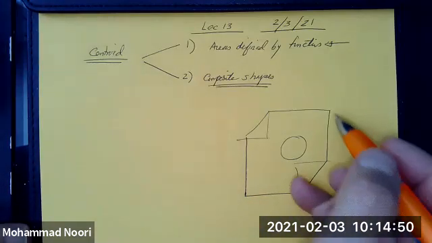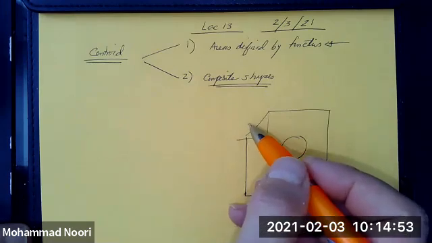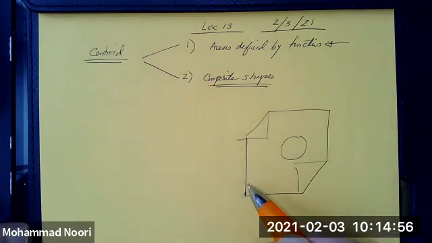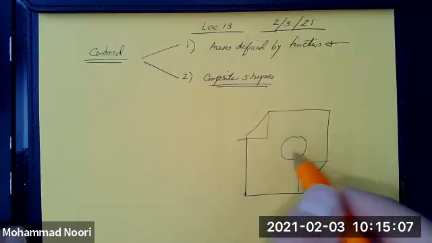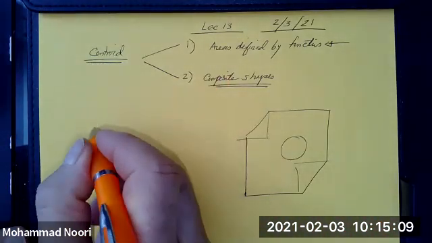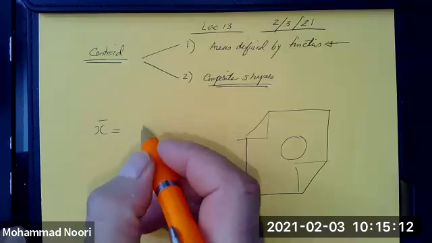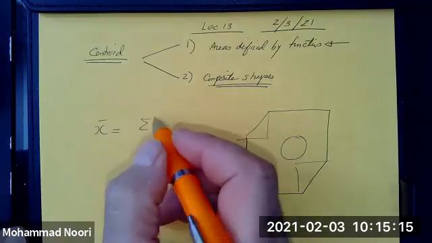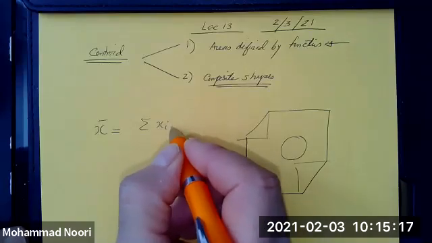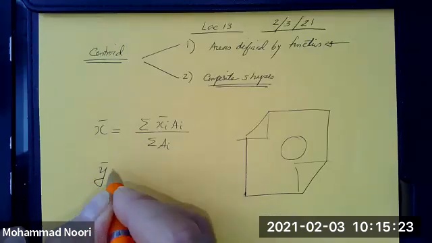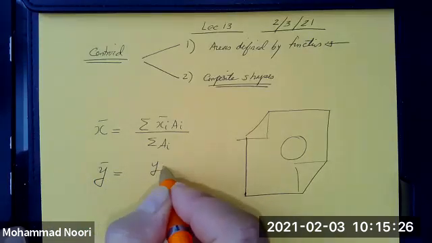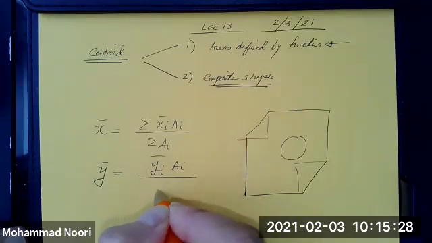So first, let me write down the formula for how you calculate or locate the centroid. We'll talk about how to locate the centroid of each shape later. But if you can locate the centroid of each shape, each sub area, the formula to use to find the centroid of the composite shape is this. I will first write it down, and then I will explain what that means.